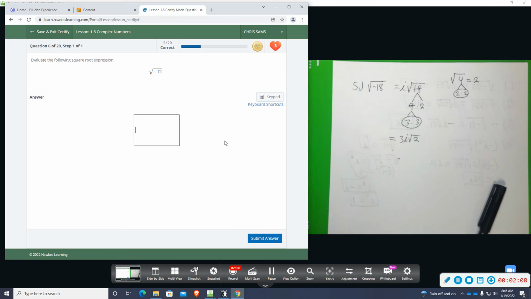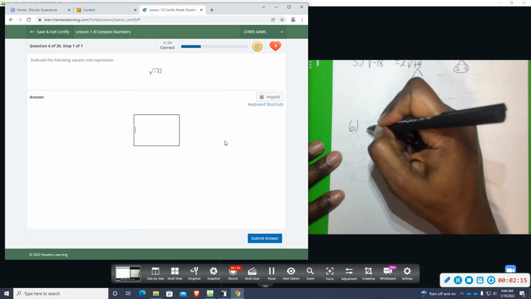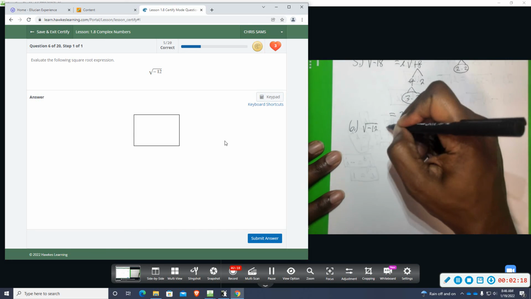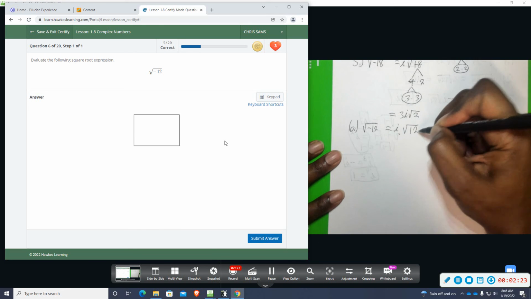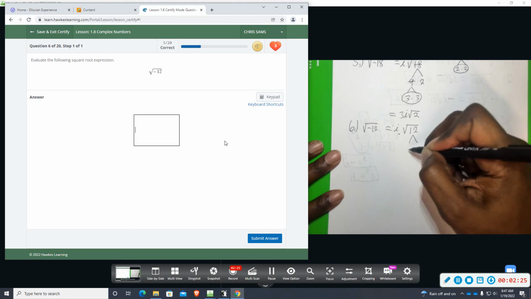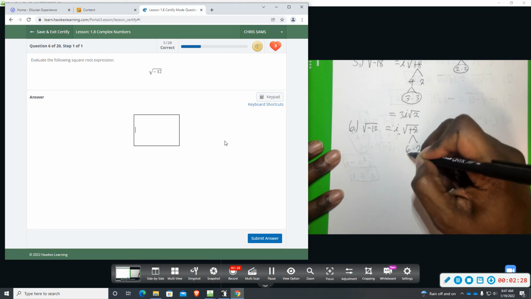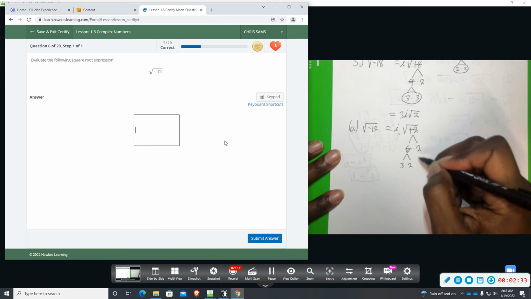Okay, we're going to do something of similar nature with number 6. We have square root of negative 12. Okay, rewrite this as i square root of 12. I'm going to break 12 down: 6 times 2, and then 6 can be broken down into 3 times 2. And we get a pair of 2's.